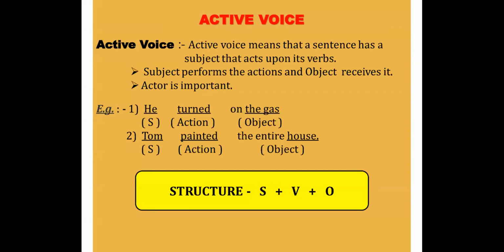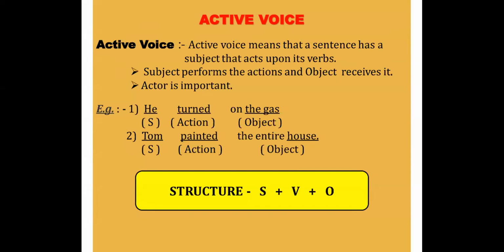So let us discuss the example. The example is: he turned on the gas. Now see which is the subject in this sentence. He is the subject. Turned is the verb, the action is done, and the gas is the object. So subject plus action word, that is verb, plus object. So the structure of the active voice is subject plus verb plus object.